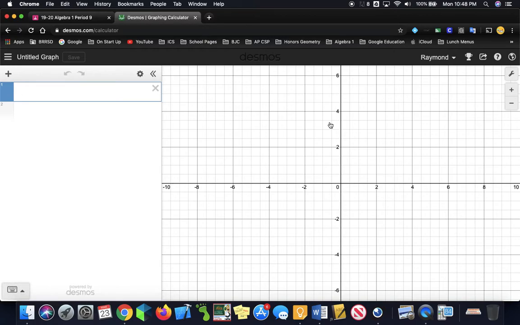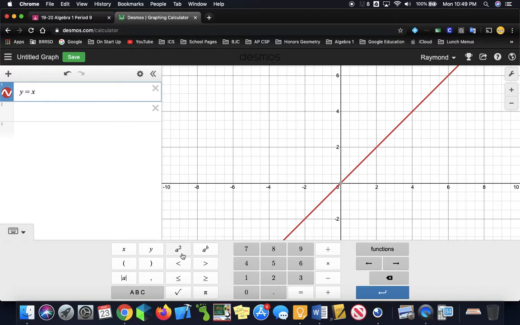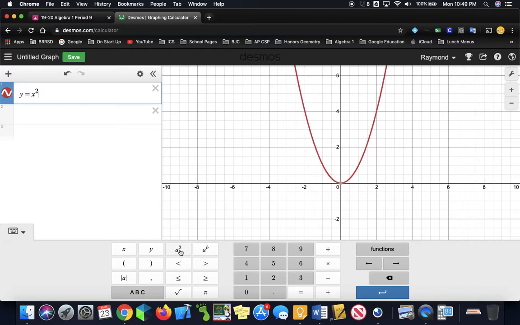What we want to do is take a look at something like y equals x squared. On the left-hand side here, we've got our editor, and we're just going to type in y equals x. To do squared, we can use the caret, which is right above the number 6. Or you can hit this little keyboard down at the bottom, and you'll see that there is a squared button right here. You can hit that as well. And we can take a look at y equals x squared.